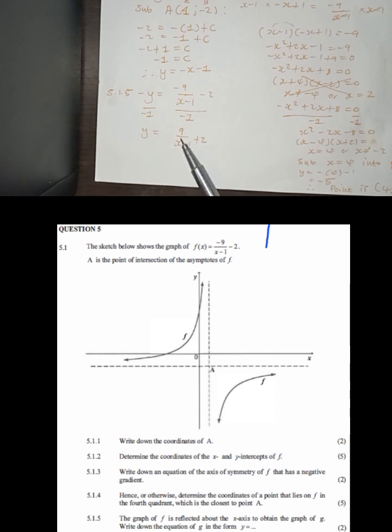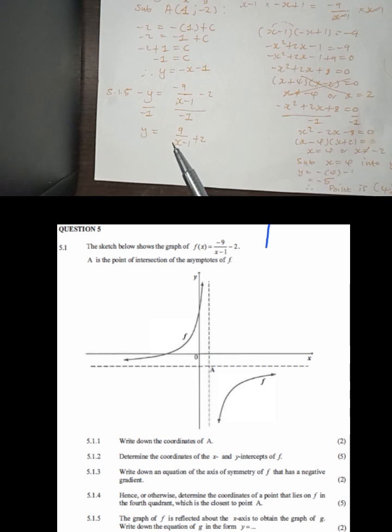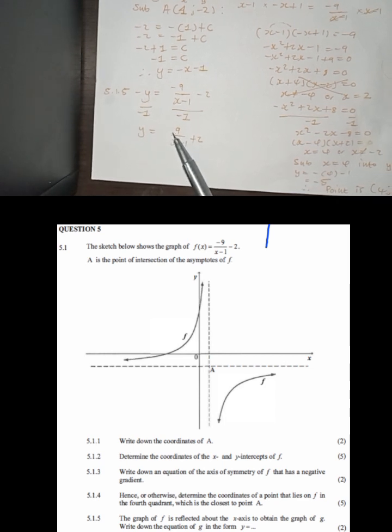Pay attention to this one. Only this sign changes. Here the sign doesn't change. The sign changes here only. So it's 9 over x minus 1 plus 2.